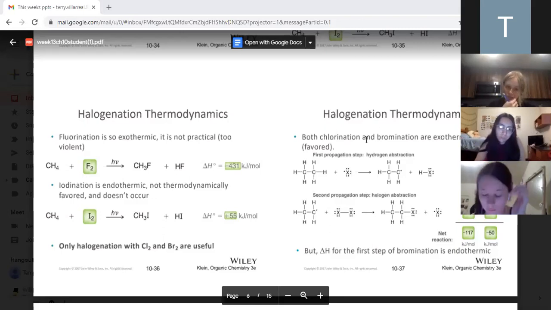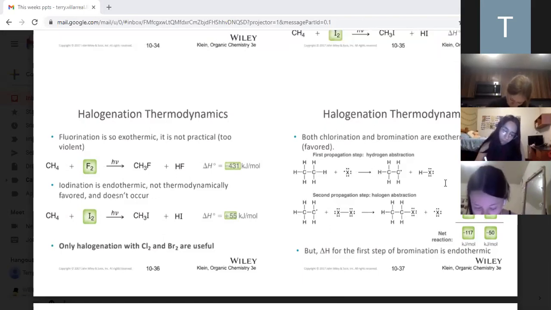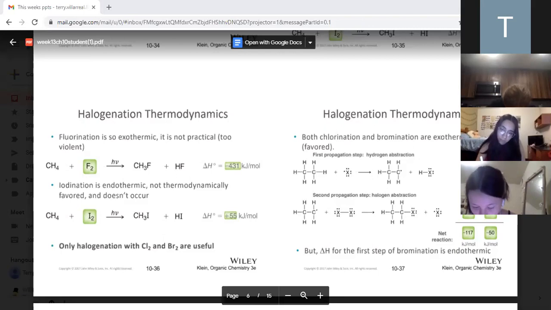So when we look here, both chlorination and bromination are exothermic, they're favored. So we are going to form our product, right? So we see here that at the end of the day, we get our products formed. And now we have chlorine at negative 117 and bromine at negative 50. And this is good. This is in the range that we can use this as a practical application. It makes it possible to do this reaction.